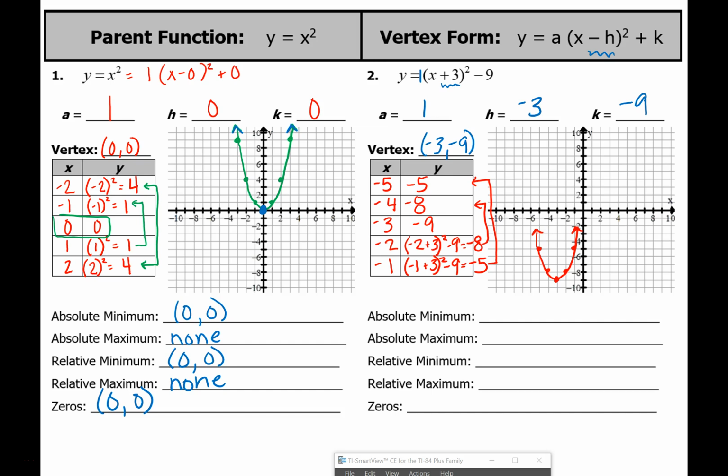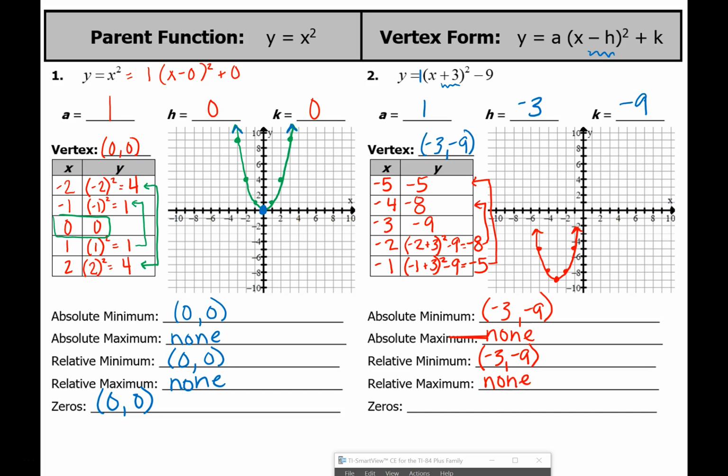my curve. This one also has an absolute minimum. It's at the vertex, -3, -9. This one opens up, so there is no maximum, so that's none. The relative minimum, the turning point that's down low, is the same as the absolute minimum, so that's -3, -9. There's no relative maximum. And for my zeros, I have to go a little bit further on this one.